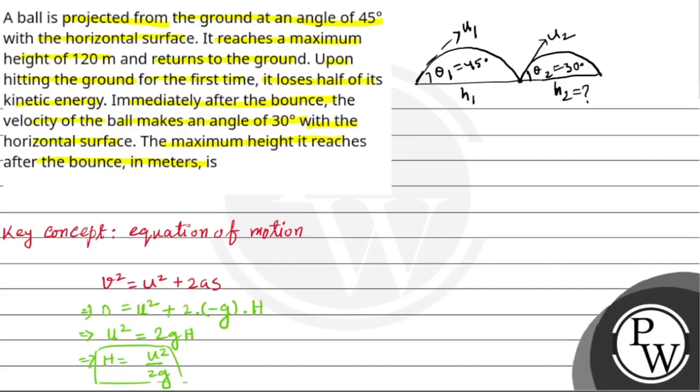तो पहले हमको करना क्या है? We need to determine the value of u1. We use this formula h1 equals to vertical component है u1 का, u1 sin theta 1 उसका स्क्वायर by 2g, and theta 1 equals to 45 degree, so sin 45 degree by 2g.